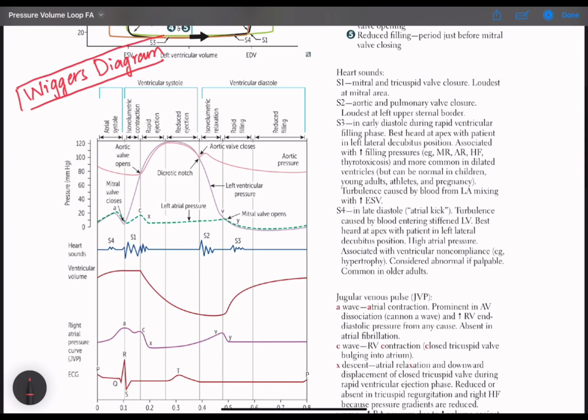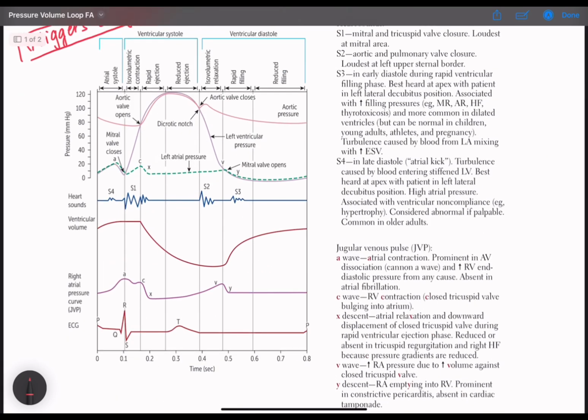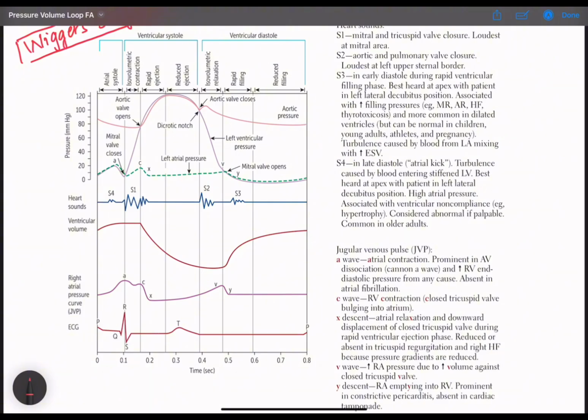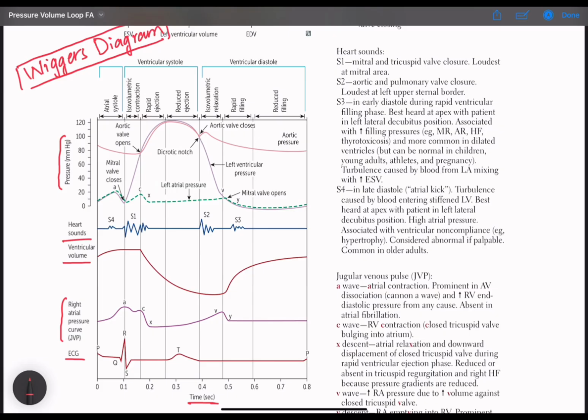In Wiggers diagram, we combine different parameters of cardiac physiology. On x-axis we have time, while on y-axis we have different parameters of cardiac physiology. We have electrical activity, right atrial pressure changes, volume changes, heart sounds, and left ventricle pressure changes. In other words, Wiggers diagram shows in one diagram the changes occurring within the cardiac cycle or the heart.